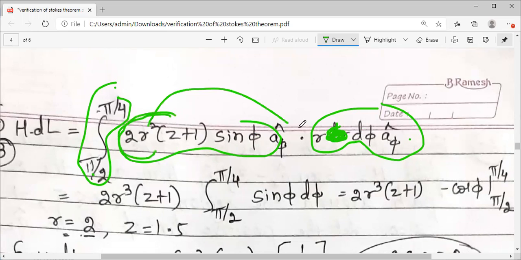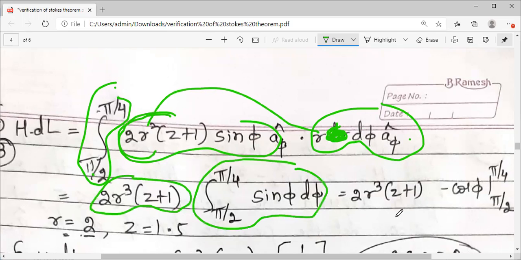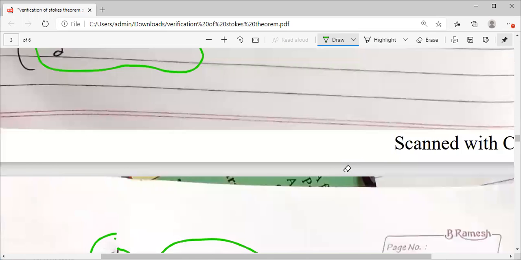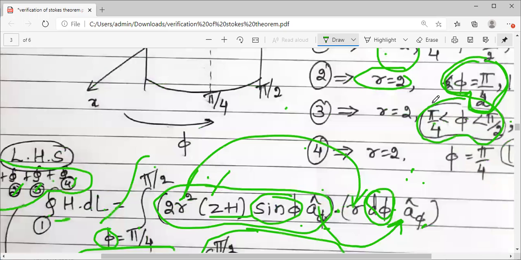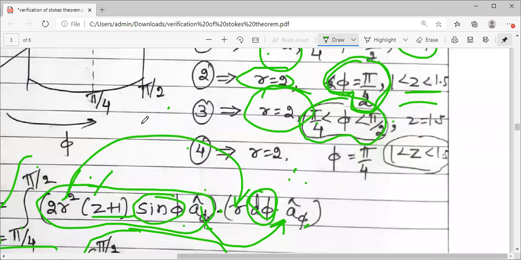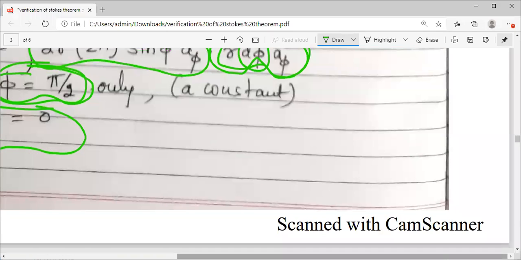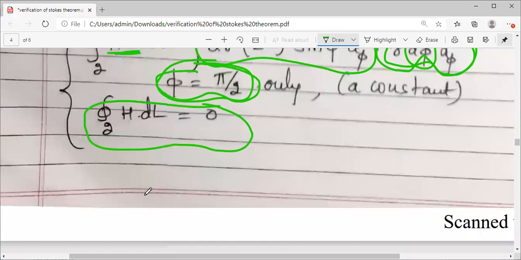2r square into r is r cube, 2r cube, z plus 1 is outside. Again, sin phi d phi, which is cos. यहाँ पर limits exchange हो जाएंगे. And for the third path, we have listed what is r and z. Already at one place we have listed. For the third path, r is 2 for all paths. Z is 1.5. So substituting these values, what answer do we get?